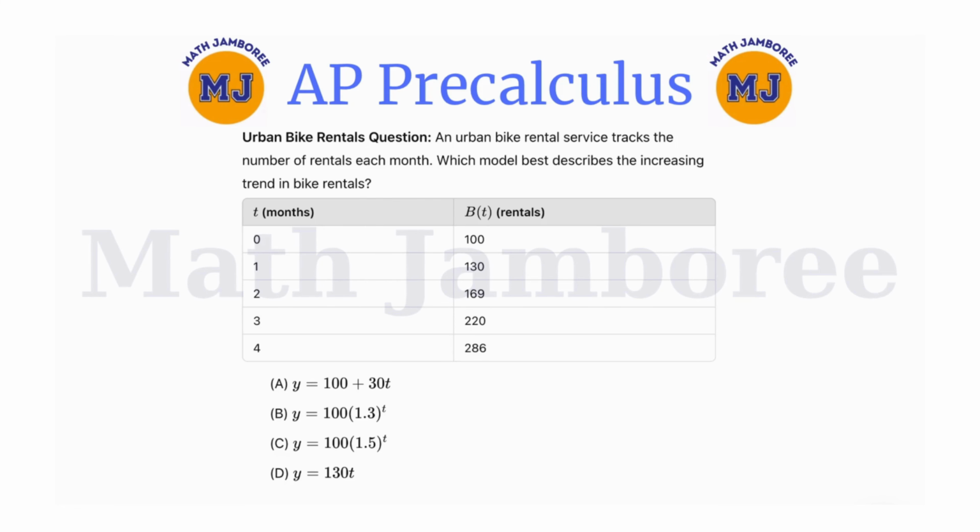In this video, we have another AP Precalculus type of question for you from the topic of exponential function context and data modeling. So let's solve it together.